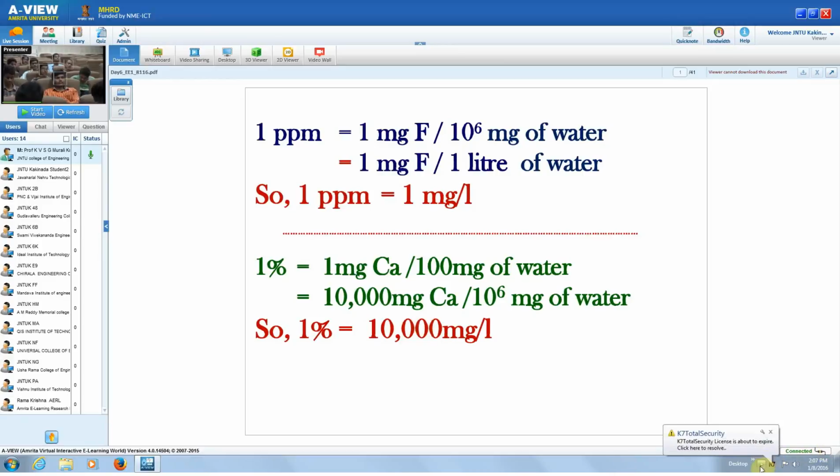Let us in a flash go through the previous slides. The very important aspect is 1 ppm is equal to 1 mg per liter. This is applicable only for water or liquids. It is not applicable for air pollution. For air pollution, it is completely different.